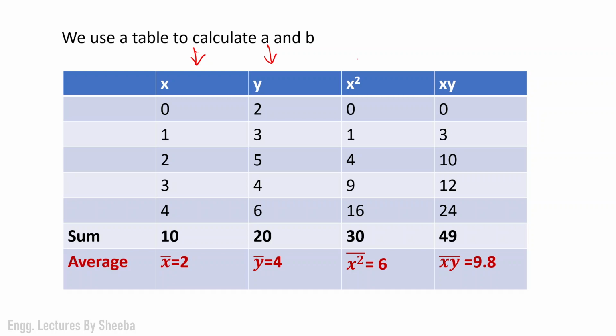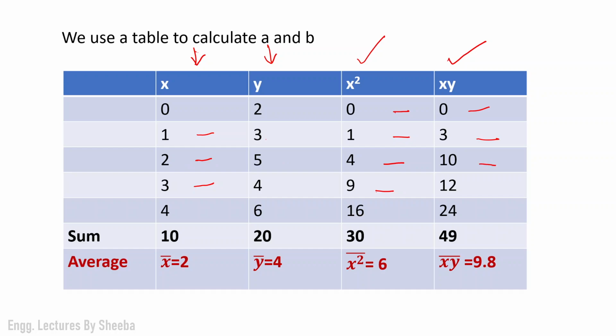Now from x you are finding x square, and from x and y you are finding the product of x and y. What is this x square? For the first value 0 square, that is 0. Then 1 square is 1, then 2 square is 4, then 3 square is 9. Similarly you complete the table. And what is this xy column? You are taking the product of x and y. So 0 into 2 is 0, then the second value 1 into 3 is 3, the third one 2 into 5 is 10. Similarly you complete the table.